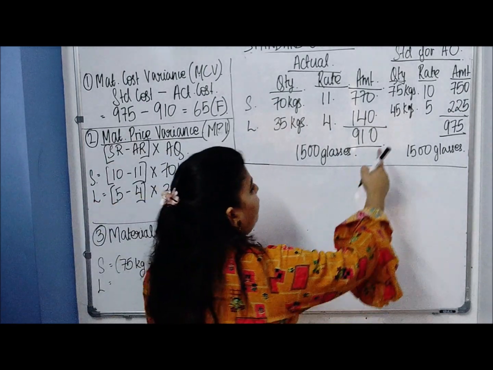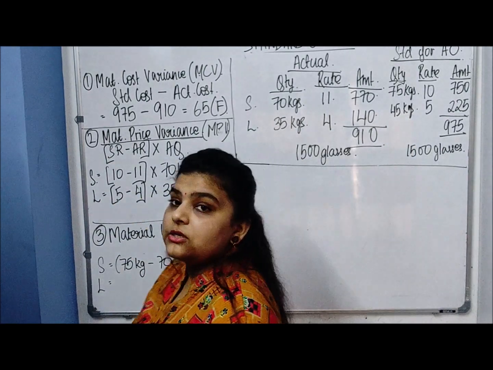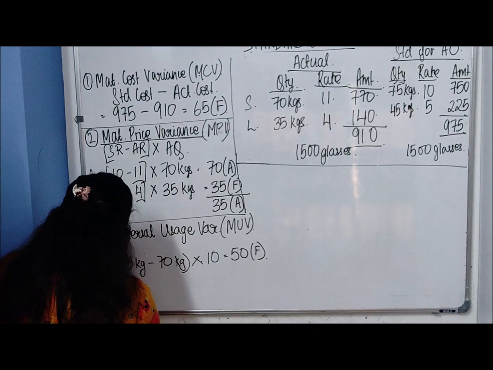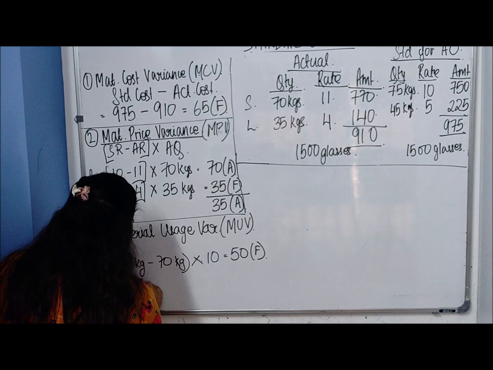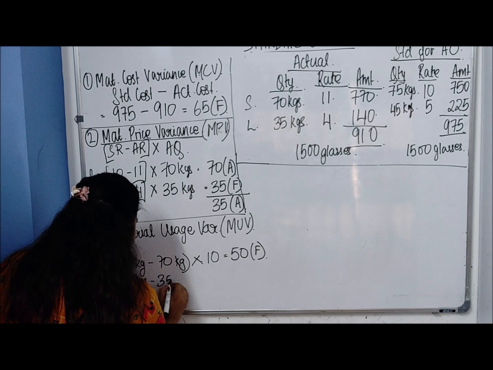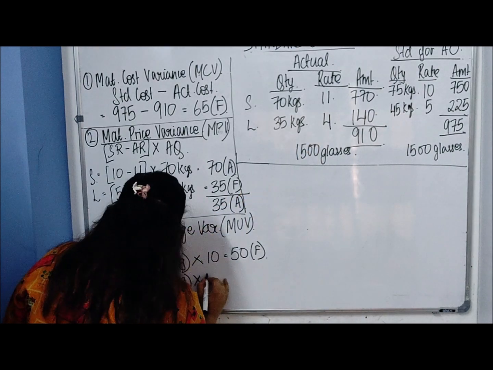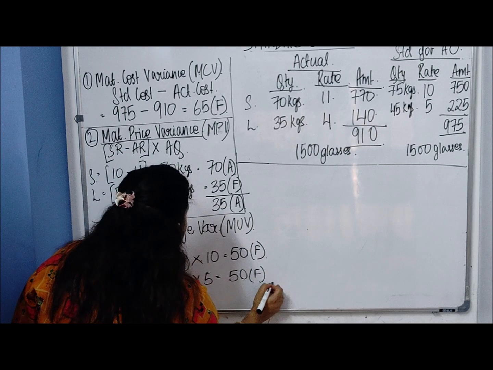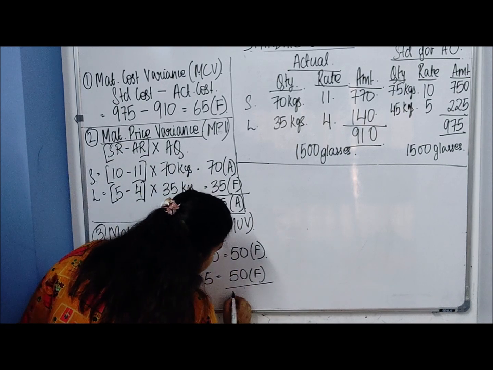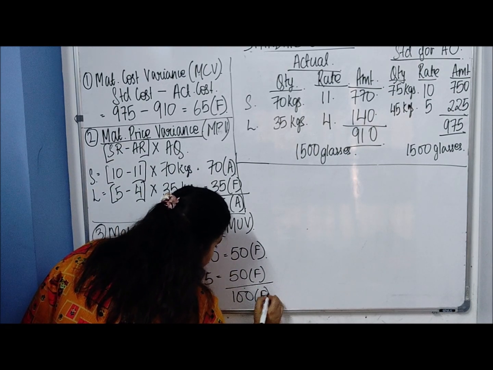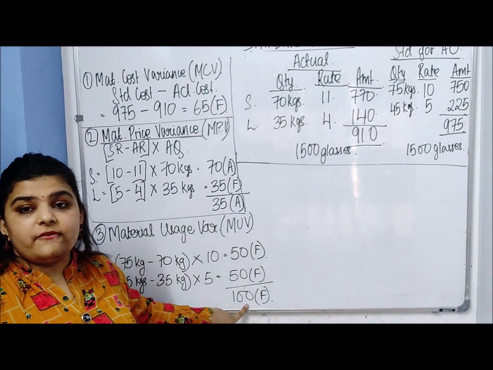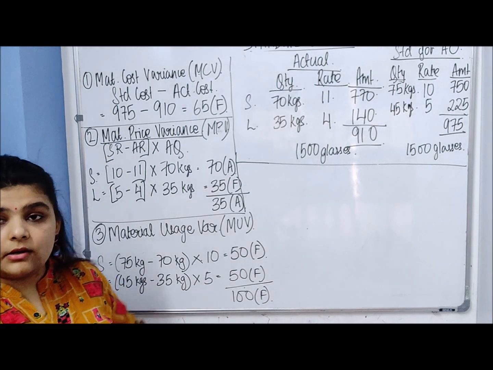Lemon, I should have used 45 kgs. I have used 35 kgs. Good or bad? It is good for me. So again, 45 kgs minus 35 kg into rupees 5. That is again 50 favorable. So 50 favorable, 50 favorable, total 100 favorable. So coming to usage, we have a favorable variance of 100 rupees.